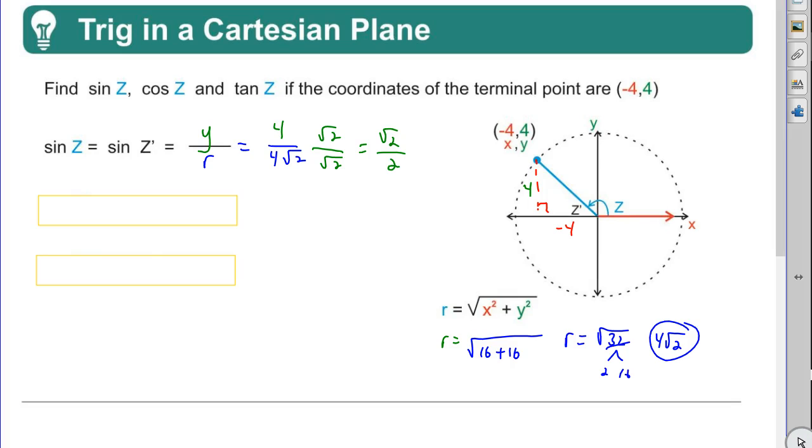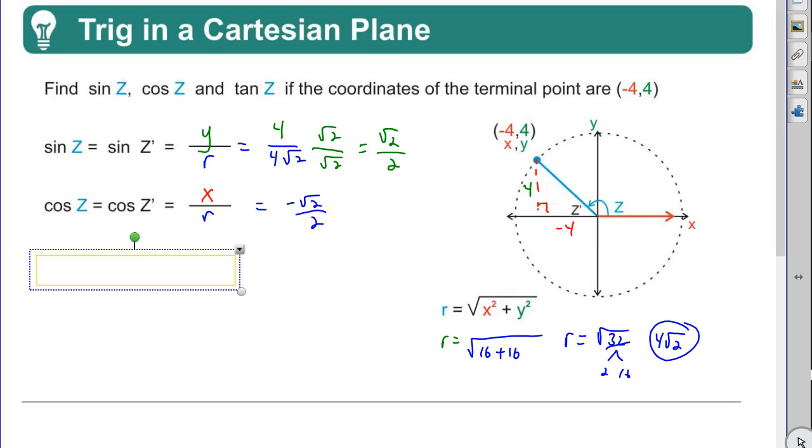Okay, and we can do this with the other trig functions as well, as long as we understand the relationship. Again, cosine of z will equal the cosine of z prime, the reference angle. And if you remember, in a Cartesian plane, the cosine is the adjacent over the hypotenuse. The adjacent side is x. So it's going to be x over r. The hypotenuse is r. And so you get x over r. You can go through the exact same thing. And this time, the only difference is we've got a negative, and for time's sake, this ends up negative square root of 2 over 2.